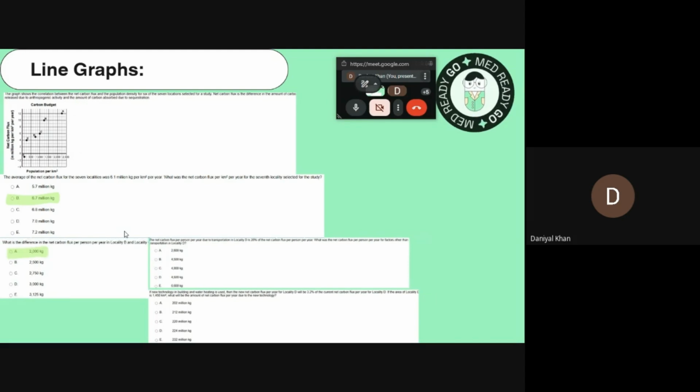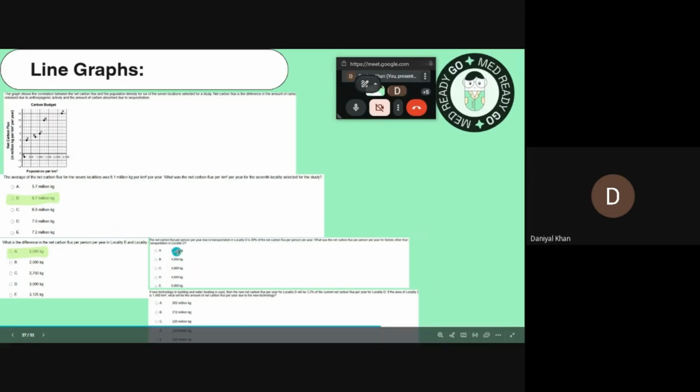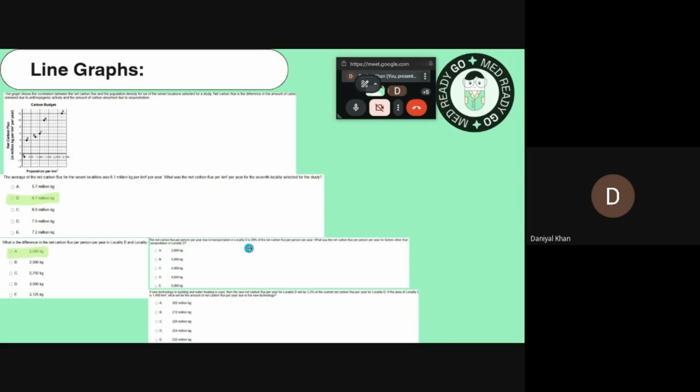All right. The net carbon flux per person per year due to transportation in locality D is 28% of the net carbon flux per person per year. What was the net carbon flux per person per year for factors other than transportation in locality D? All right, so if we were to go onto locality D right here, they produce 5 million and there's 750 people, the population.